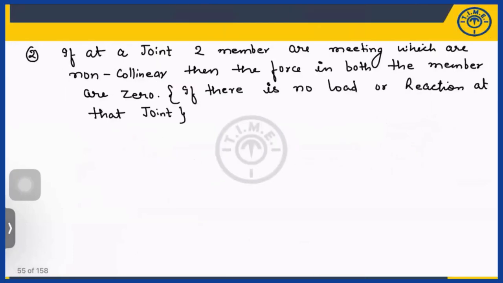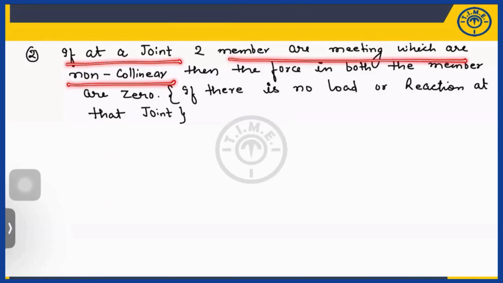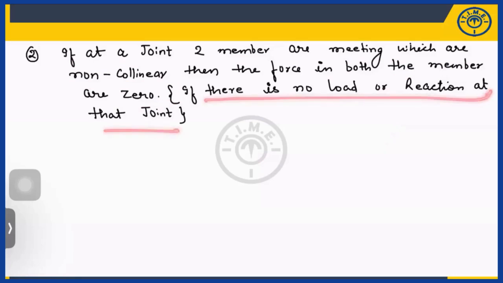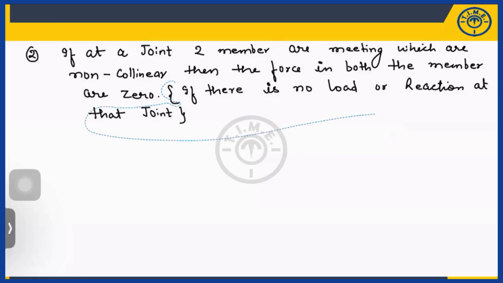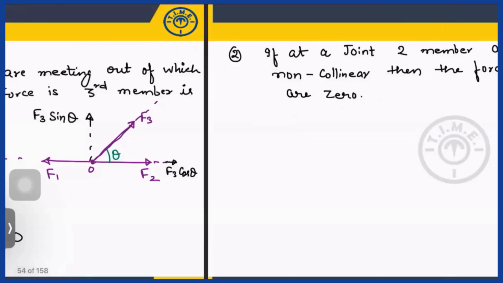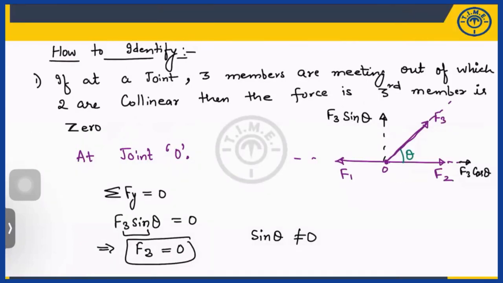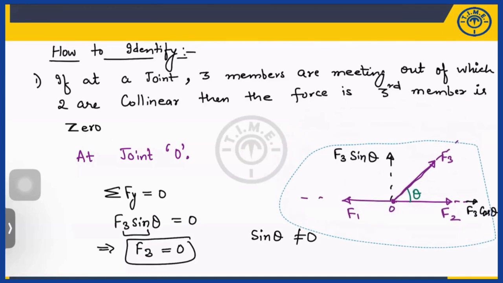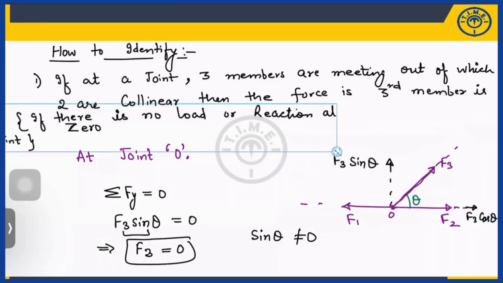Now the second point is, if at a joint two members are meeting which are non-collinear, non-collinear means they do not lie in the same line, then the force in both the members is 0, provided there is no load and reaction at the joint. That means this condition will be applicable in the first part also, which I have discussed. Let me take, if there is no space, we take first this one. I have already mentioned it, but you can make a note.